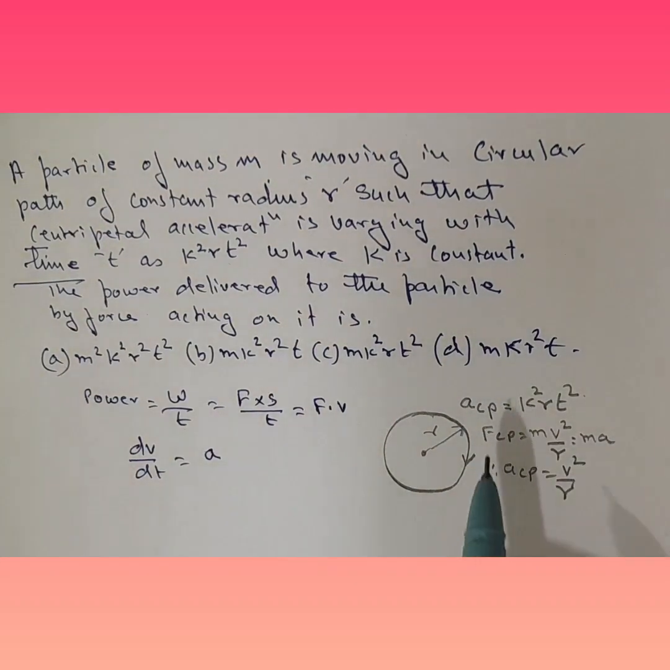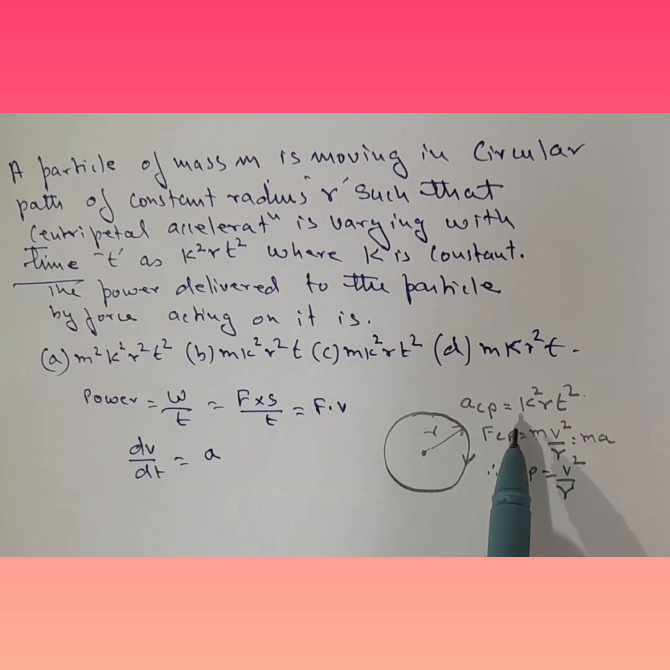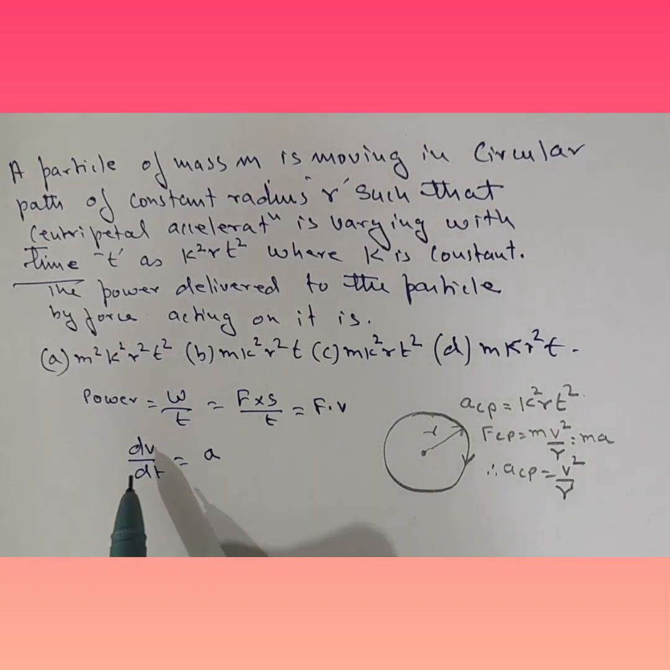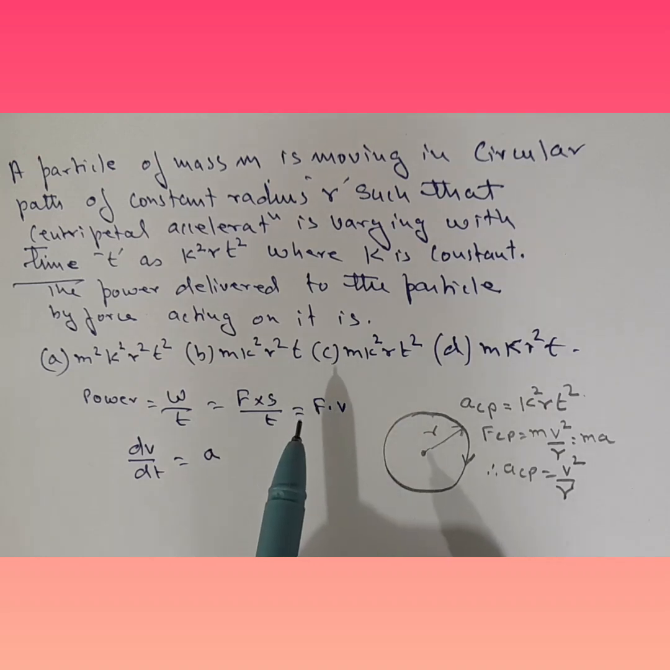So knowing ACP, the centripetal acceleration, data k square r t square, then we derive FCP is equal to mv square over r is equal to ma. m cancels, so we derive ACP is equal to v square over r, and for the formula for power we derive F into v, and dv by dt is equal to acceleration. Now all these things we are going to mix up and get to the solution.